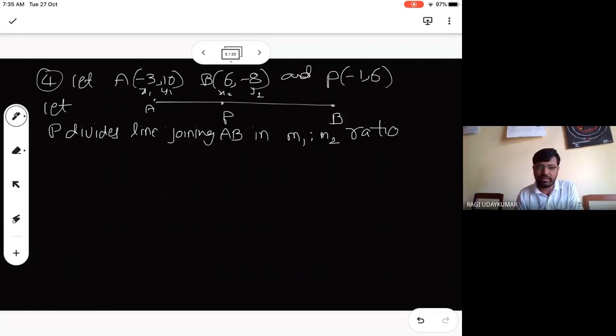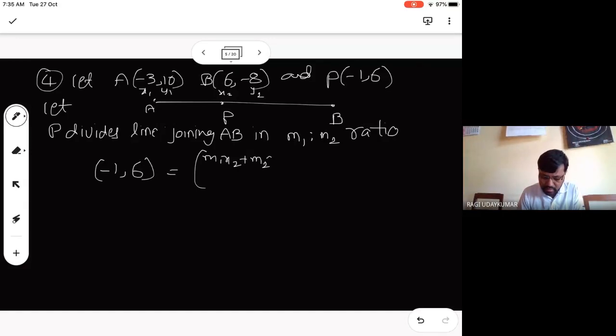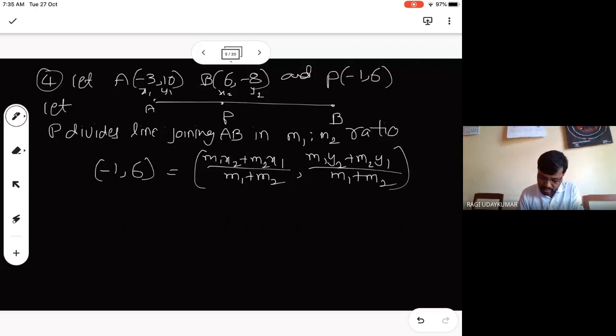Okay, x1 by 1 and x2 by 1. So now what do you have to do? Actually the point P is given to you: -1, 6. As per the formula, (M1 x2 + M2 x1)/(M1 + M2), (M1 y2 + M2 y1)/(M1 + M2). So now here -1, 6 is the point P, and M1 we just write as M1 because we don't know it, we have to find that out. And x2 is 6 here.